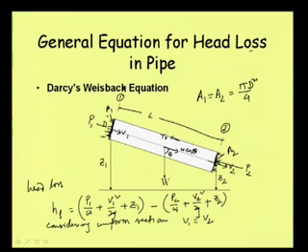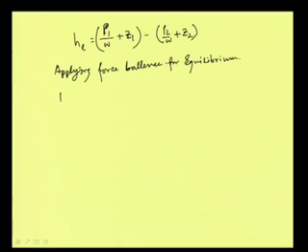Well, now what will be the pressure force from this side? P1 into pi d square by 4. And what is the pressure force from that side, that is the downstream side? It will be P2 into pi d square by 4. So, the difference in pressure force we can write as P1 A minus P2 A, where A is the same.